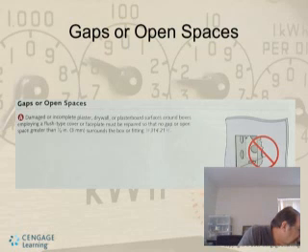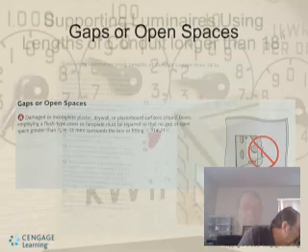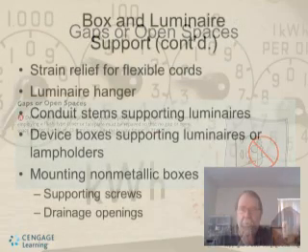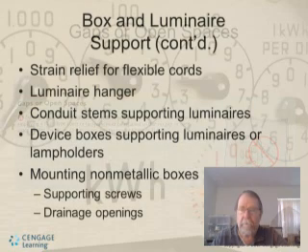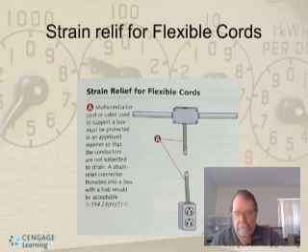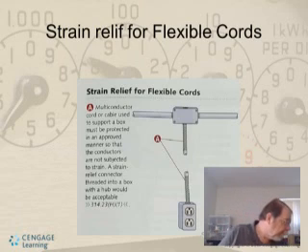Damage or inconsistent plaster drywall. Okay, we're going to get into box support of luminaires: strain relief for flex cords, luminaire hangers, conduit stems supporting luminaires, device boxes supporting luminaires, and non-metallic boxes, your supporting screws and draining. What we're going to talk about is the strain relief.